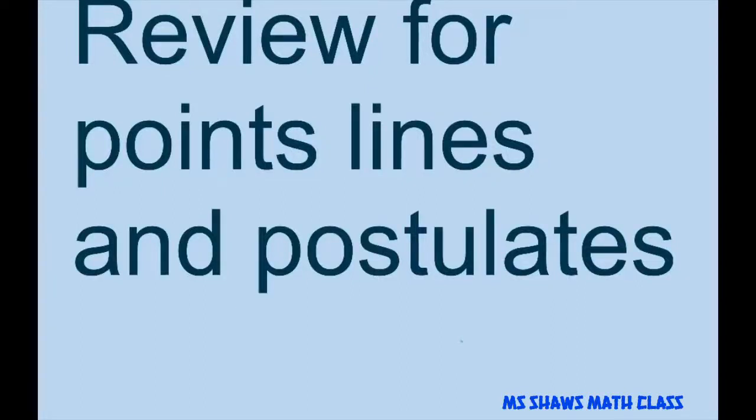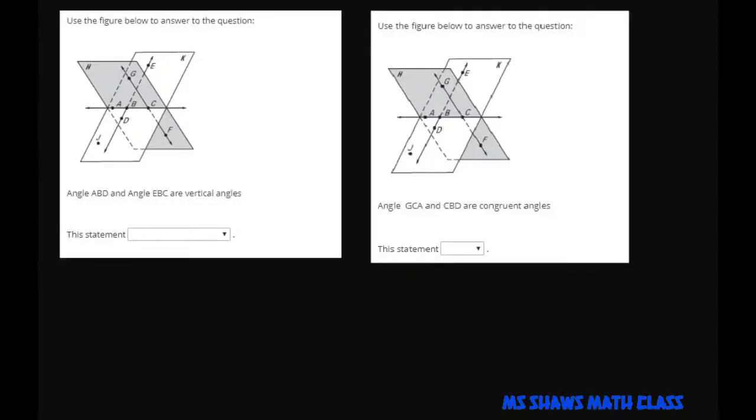Hi, this is a review for points, lines, and postulates, and these are some test questions basically. Use the figure below to answer the question, and we're answering if it's true or false basically. Angle ABD, so this is this angle, ABD is congruent, or they're vertical angles, let's see, and angle EBC are vertical angles. So if you look at this, they intersect at one point. So this is true.